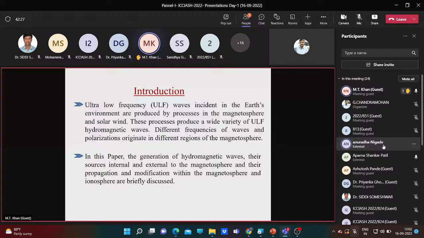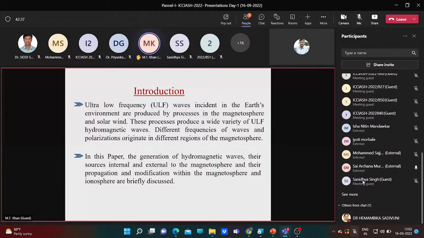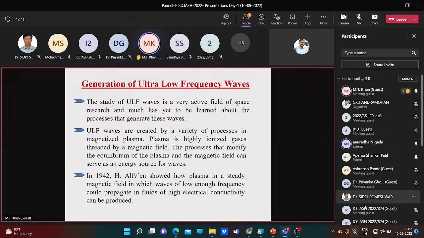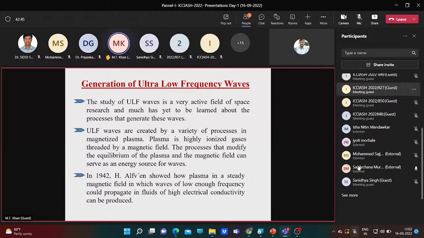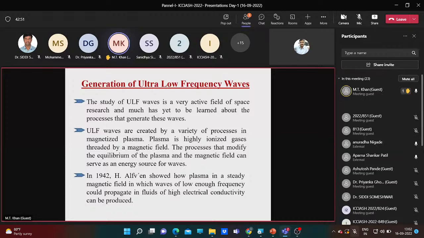In this paper, the generation of hydromagnetic waves, their sources, internal and external to the magnetosphere, and their propagation and modification within the magnetosphere and ionosphere are briefly discussed. Generation of ultra-low frequency waves. The study of ULF waves is a very active field of space research, and much is yet to be learned about the processes that generate these waves.